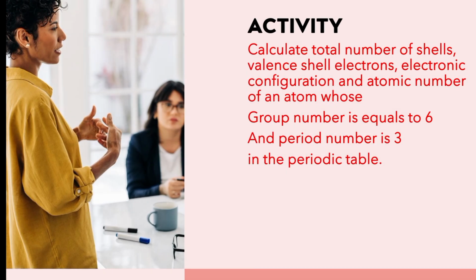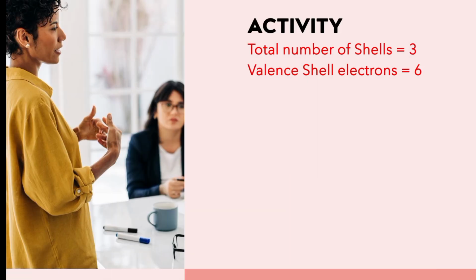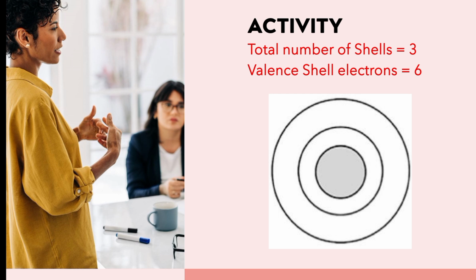Here you can see that the group number is 6 and the period number is 3. So we have written total number of shells equals 3 and valence shell electrons equal 6. Now first of all we will simply draw 3 shells. So here it is. We have drawn 3 shells. Now start filling electrons in these 3 shells. As you know, the first shell carries a maximum of 2 electrons and the second shell carries a maximum of 8 electrons. So we will draw 2 electrons in the first shell and 8 electrons in the second shell.